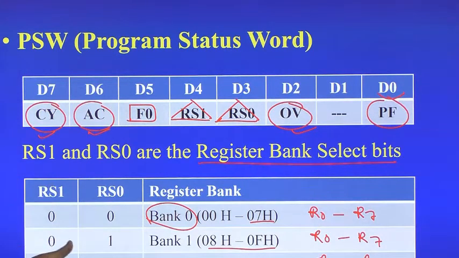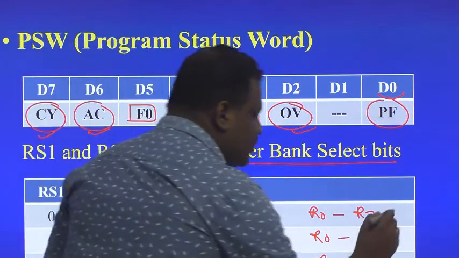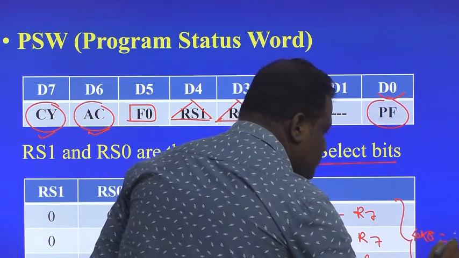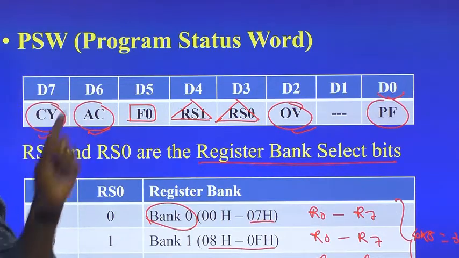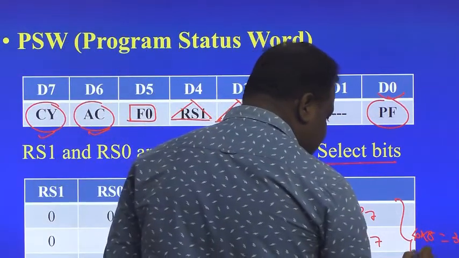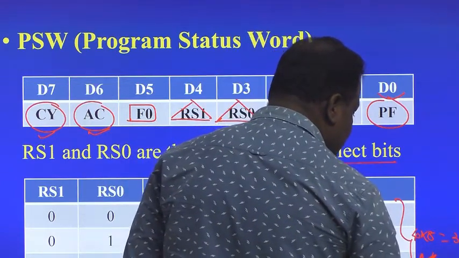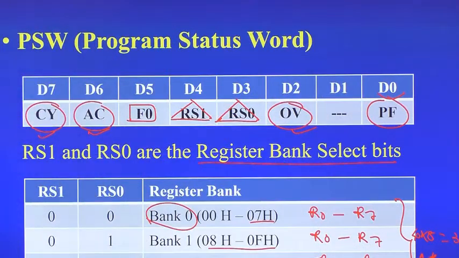So there are 4 register banks, and under each bank you may have 8 registers. So from these register banks in total you may get 4 into 8 registers, 32. And 2 more registers, A and B. By adding the A and B registers, in total you may find 34 registers. These 34 registers we can call the general purpose registers of the 8051.